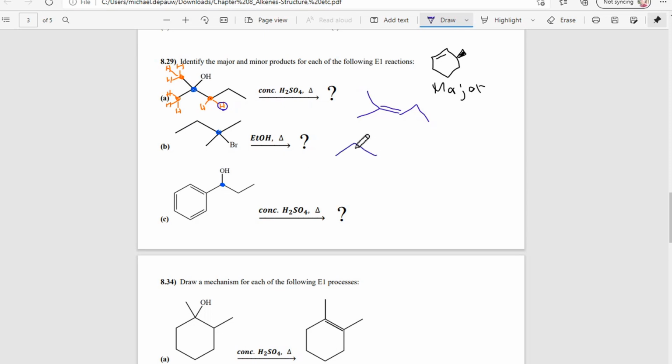And this one, once again, your double bond is going to be here. Now, you can still get minor products because any one of those beta hydrogens can be abstracted, can be removed. So you'll still get some minor products, but these are the major products.